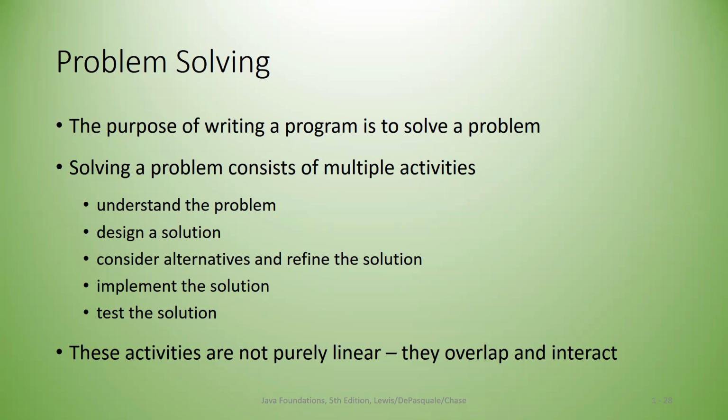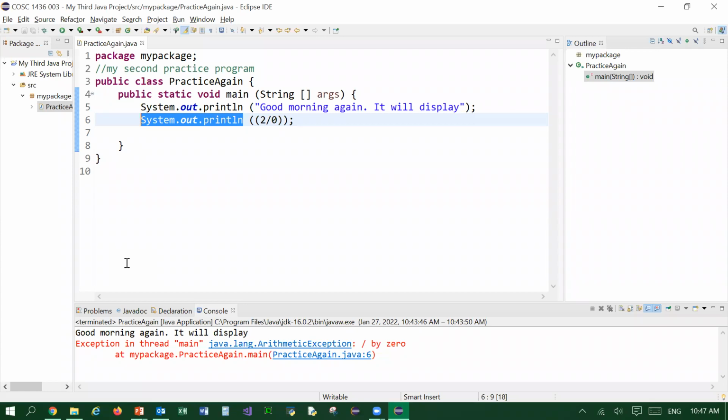Implement the solution. That's when you actually write the code. You actually code your solution and test the solution. Run it and see if that's what you should have. Right? So those are the activities. I'm giving a super simple example here, just display something.